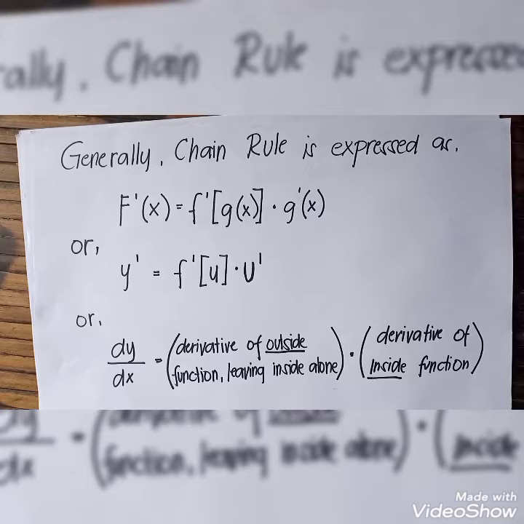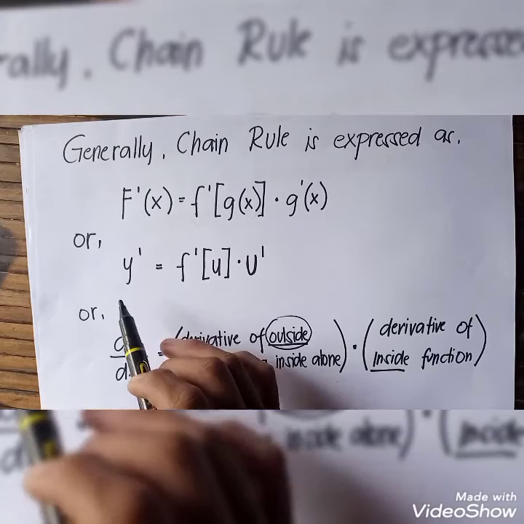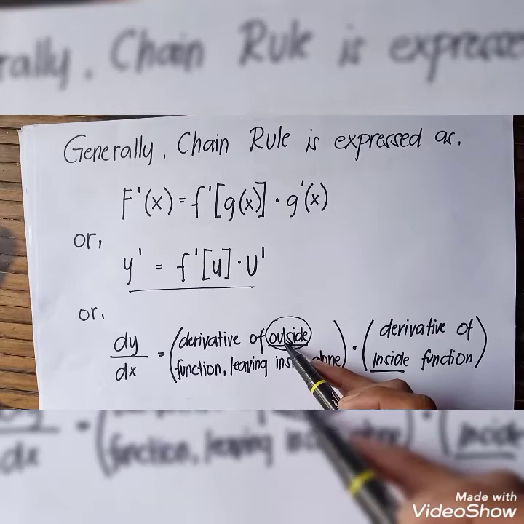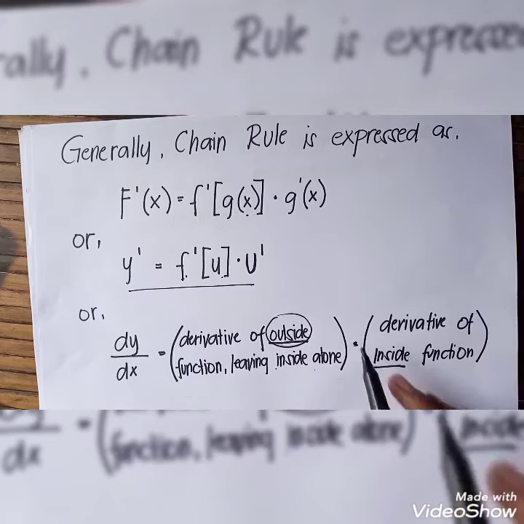The chain rule is a little cryptic on what to do, but thankfully the other name is the outside-inside rule, which is dy/dx is equal to the derivative of the outside function leaving the inside alone. Based on this equation, f prime is the derivative of the outside function, which is our f, leaving the inside alone, which is u or the g of x, multiplied by the derivative of the inside function, which is our u prime.